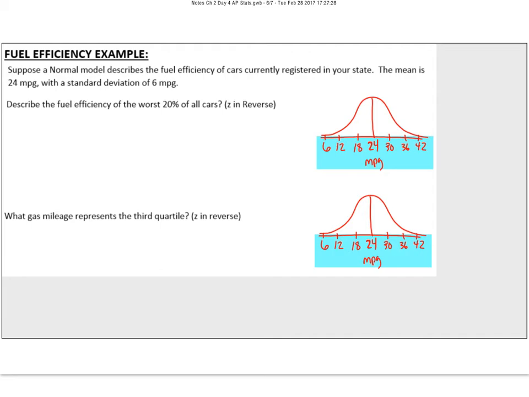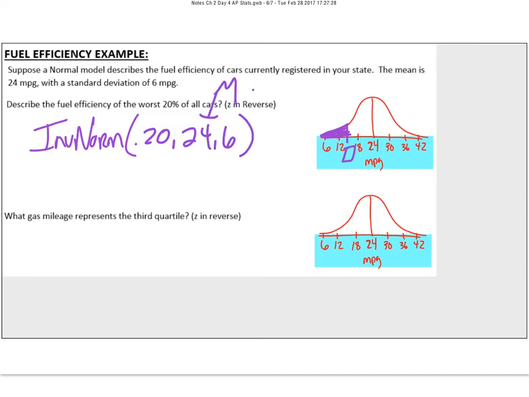One more complete example. Let's refer back to the car model we were looking at, where we had the mean of 24 miles per gallon, standard deviation of 6. Describe the fuel efficiency of the worst 20% of the cars. So we already have our curve sketched for us. The 20% of the cars we know are going to be the bottom here. So what they basically want to know is what value is that. I can easily do that with an inverse norm calculation. I need to know the bottom 20%. And I know the mean is 24, standard deviation is 6.